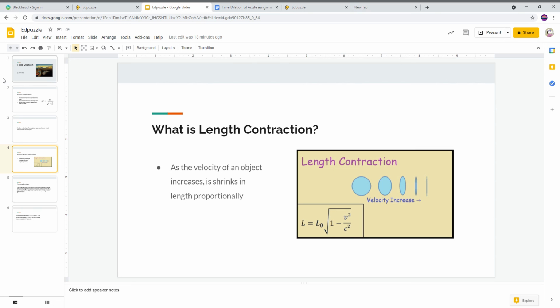The length of an object you observe is equal to the length it actually is, multiplied by the square root of 1 minus the ratio of the velocity squared and the speed of light squared. So it's very similar to the time dilation formula, as it's part of the same phenomenon, but it is different in that it's referring to length and not time.